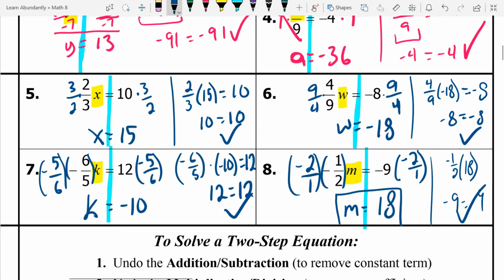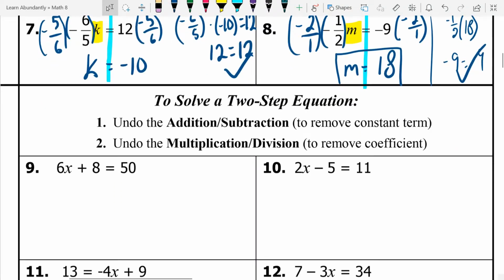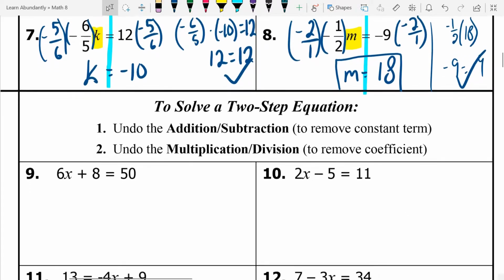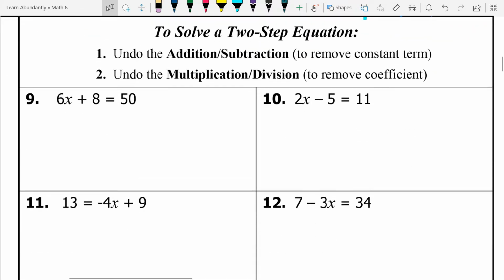Okay. Let's look at two-step equations, okay? So at this point, everything we've done is one step, even though we've had some kind of funky steps there when we're doing multiplying by a fraction. When we look at two-step equations, the general rule is undo the addition or subtraction, and then undo the multiplication or division.